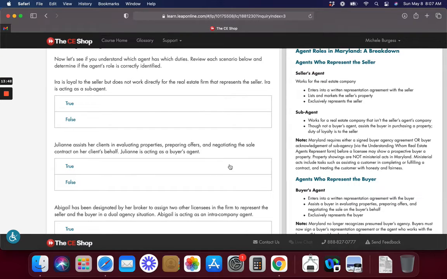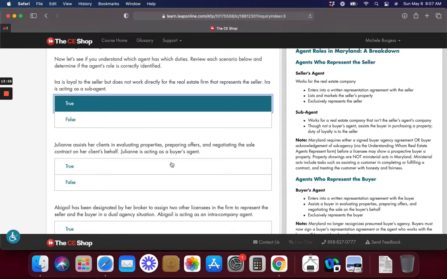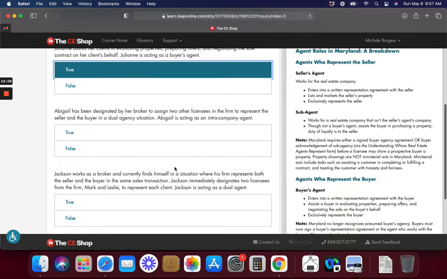All right, Iris is loyal to the seller but does not work directly for the real estate firm that represents the seller. She is acting as a sub-agent. Julianne assists her client in evaluating properties. She is acting as a buyer's agent. Yes, I would say that's correct.